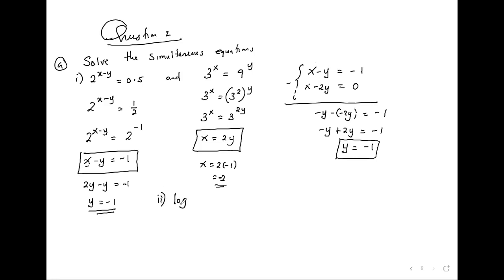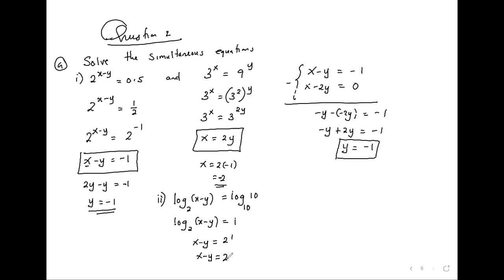log of x minus y base 2 is equal to log 10. So when you're given no base, you know the base is 10. So this is like log base x minus y, log 10 base 10, that is 1. So you have x minus y is equal to 2 to the power 1. So x minus y is equal to 2. You can take the other one.